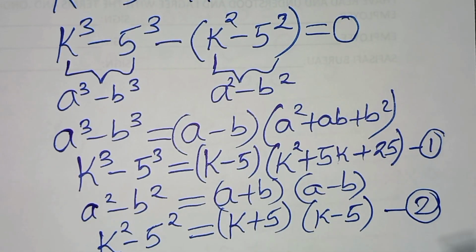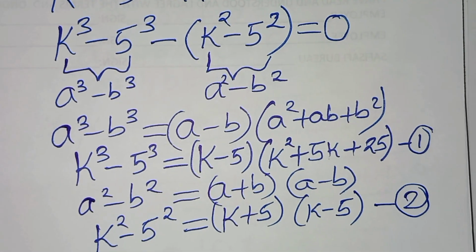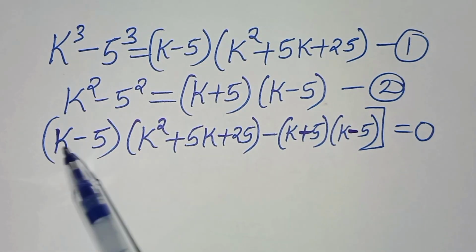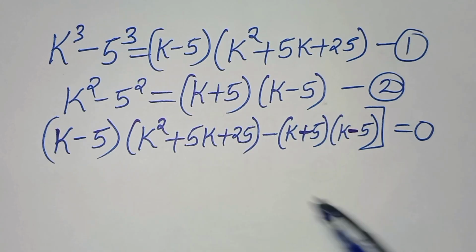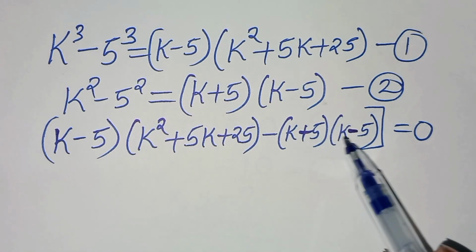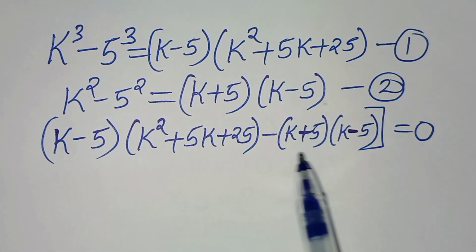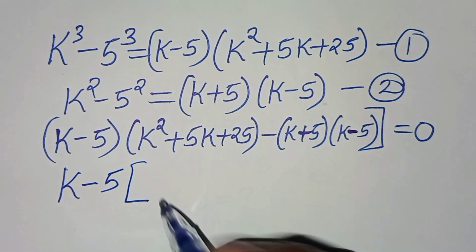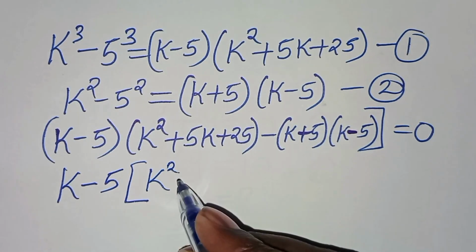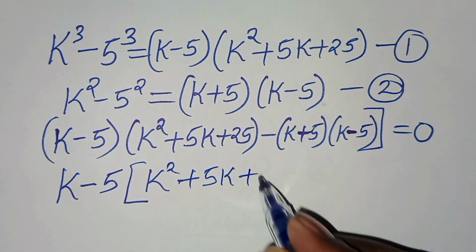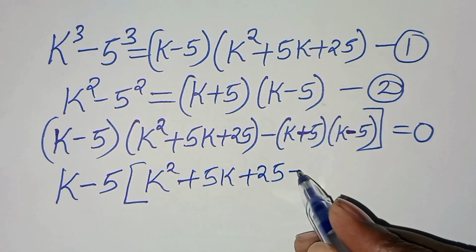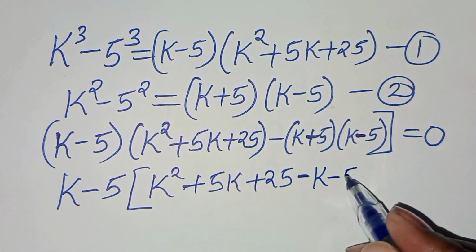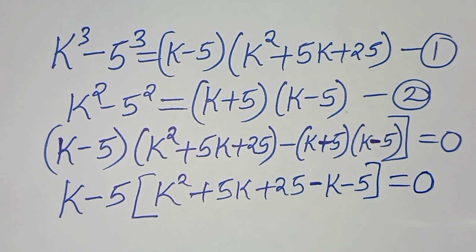So from here, let's combine equation 1 and 2. By combining equation 1 and 2, we have k minus 5, k squared plus 5k plus 25, subtract k plus 5 and k minus 5. Now you can see that k minus 5 is common here, so let's factor out k minus 5. So here we'll have k squared plus 5k plus 25, subtract, here we have k minus times plus 5, this is minus 5. This is equal to 0.